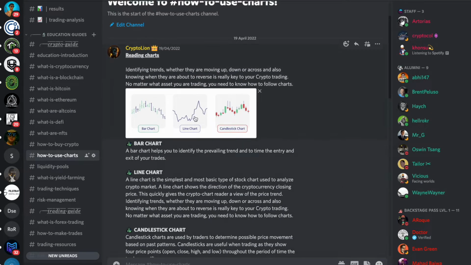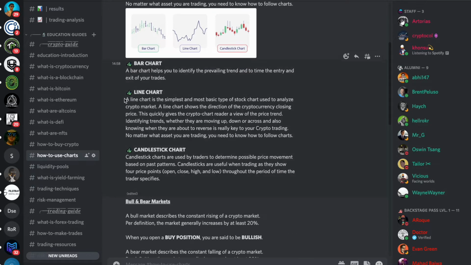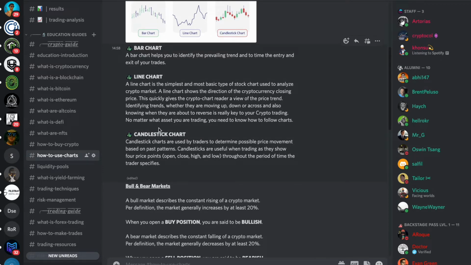A bar chart helps you identify the prevailing trend and to time the entry and exit of your trade. A line chart is the simplest and most basic type of stock chart used to analyze crypto markets. A line chart shows the direction of the cryptocurrency closing price. This quickly gives the crypto chart reader a view of the price trend. Identifying trends, whether they are moving up, down, or across, and also knowing when they are about to reverse is really key to your crypto trading. No matter what asset you are trading, you need to know how to follow charts.